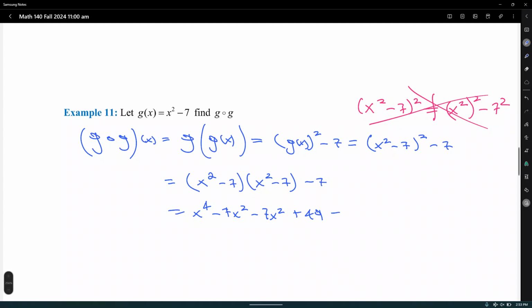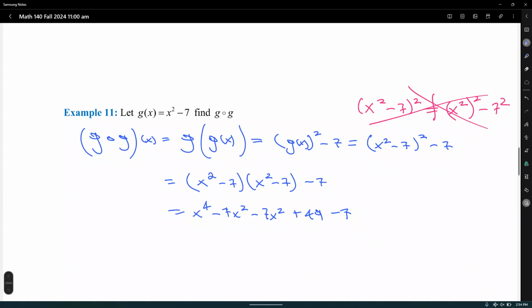Don't forget about this -7, because oftentimes it's a very silly mistake to make, because we are so busy in this foiling process that we forget about other terms or other factors. So just beware of that.